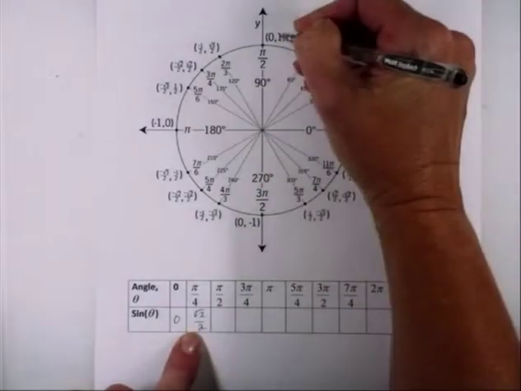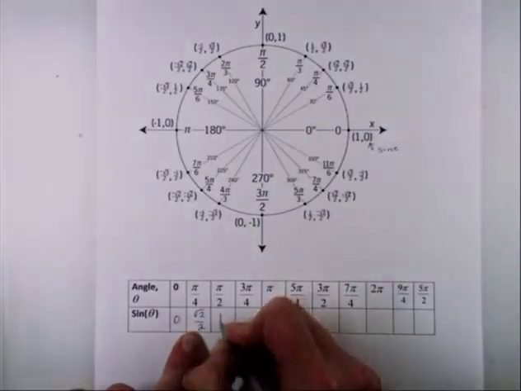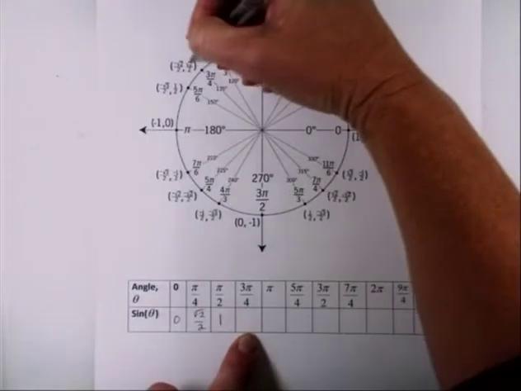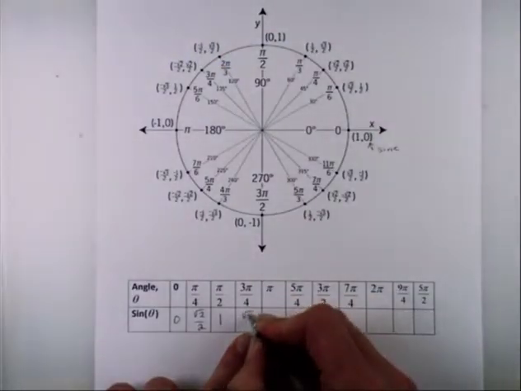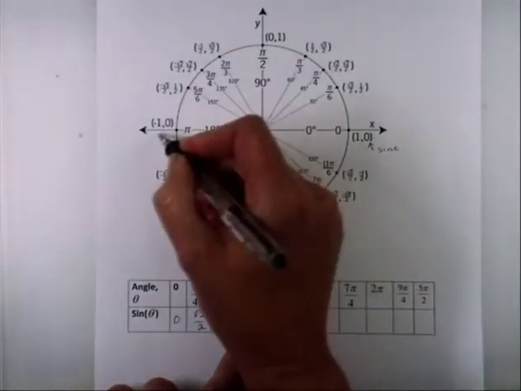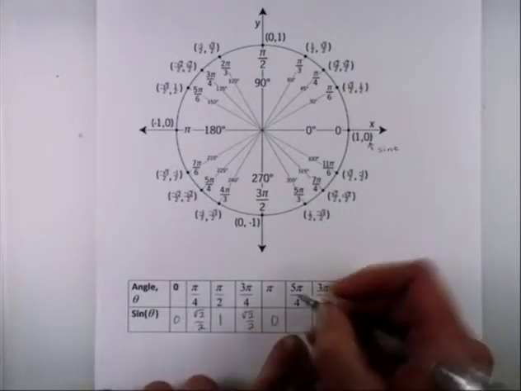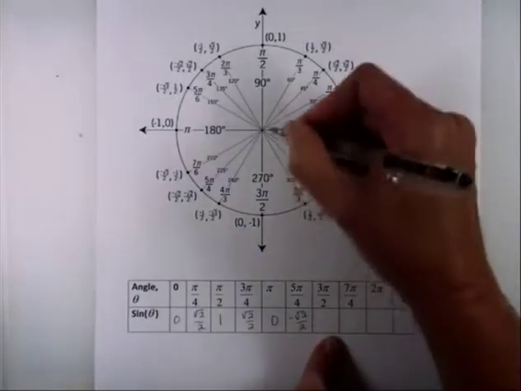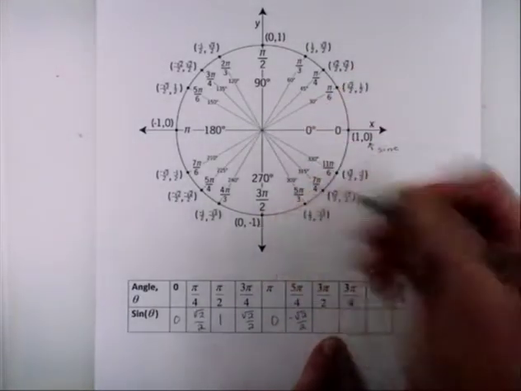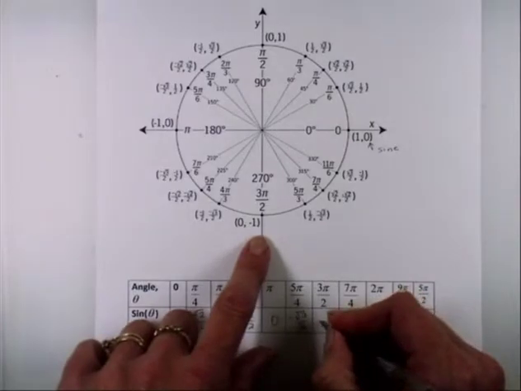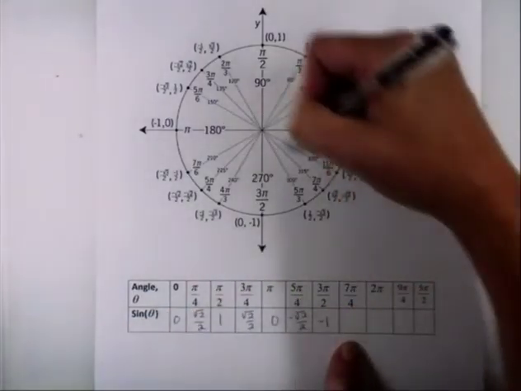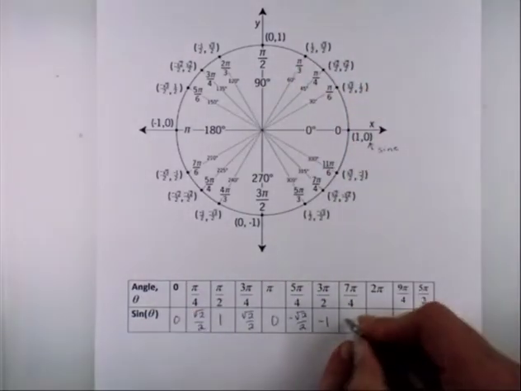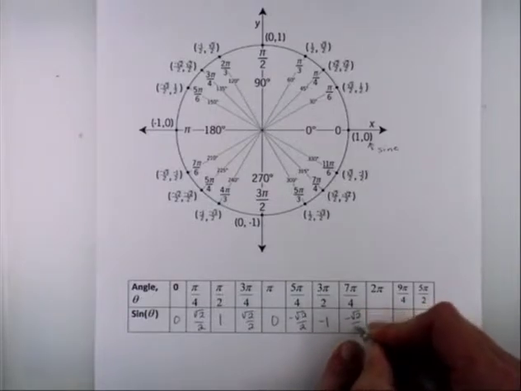At pi over 2, sine is 1. 3 pi over 4, my sine is square root of 2 over 2. At pi, 0. 5 pi over 4, negative square root of 2 over 2. 3 pi over 2, there's my sine. Remember, y value, negative 1. 7 pi over 4, negative square root of 2 over 2.